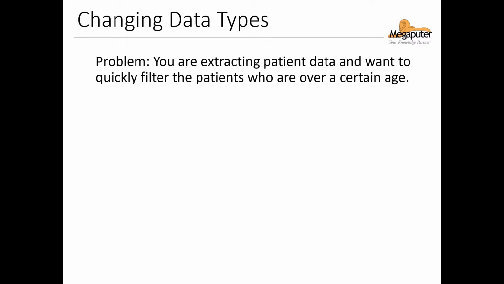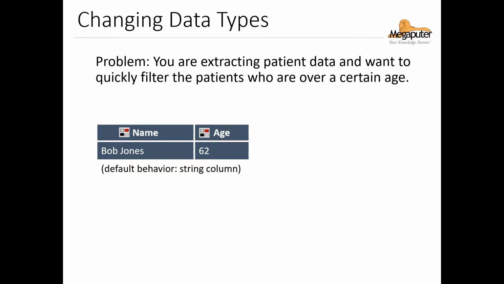So let's look at a specific case where we need to change the data type. Suppose we're extracting patient data and we want to filter out the patients who are over a certain age. And let's say we've extracted the following information from the text. Now, if we want to use the entity function to return only the patients who are over the age of 55, we're going to have a problem.